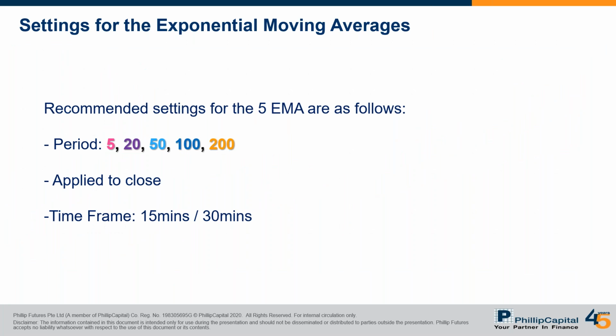We will use 5 sets of moving averages, and the settings are as follows. You can take your time to take a look. It will be 5, 20, 50, 100, and 200, applied to close. And usually the time frame that we use for trading will be 15 minutes or 30 minutes.